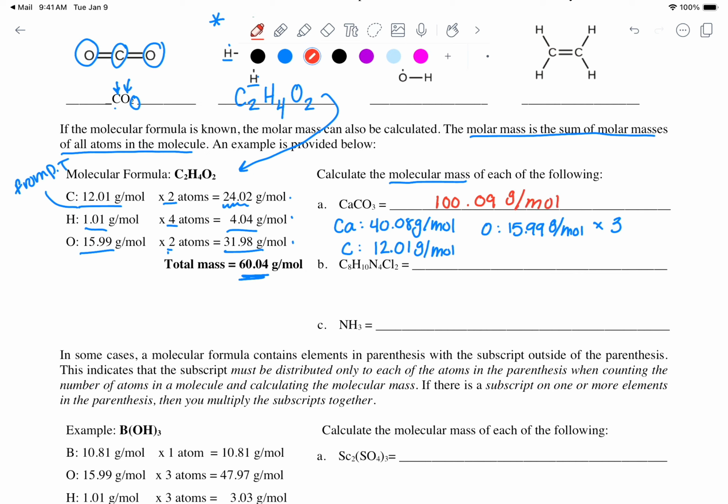Okay, so when you do the rest of these problems, you want to make sure that you are first looking at the individual elements, noting the capitalized and not capitalized letters so that you find the correct element on the periodic table. Once you find the element, use its molar mass and multiply it by however many atoms there are of that element in the molecule itself.